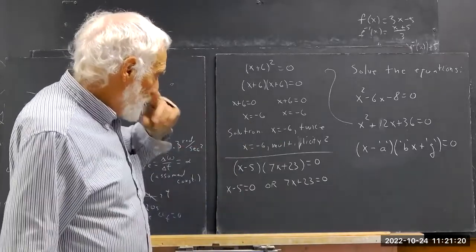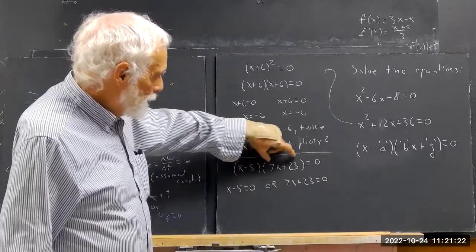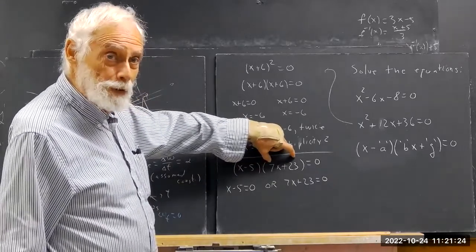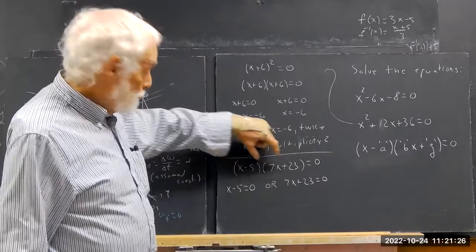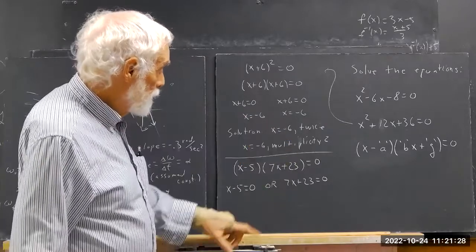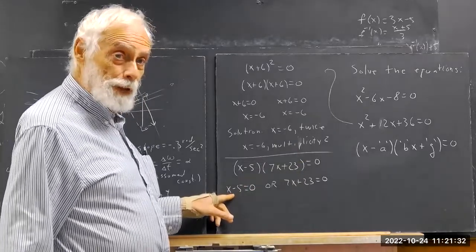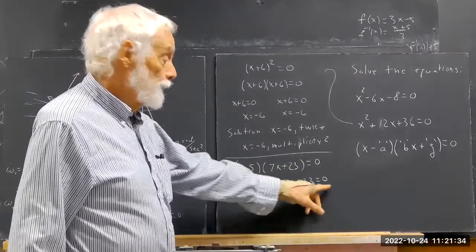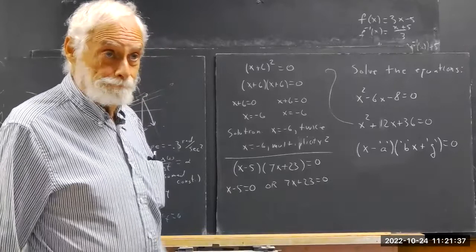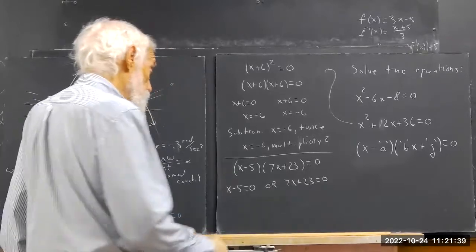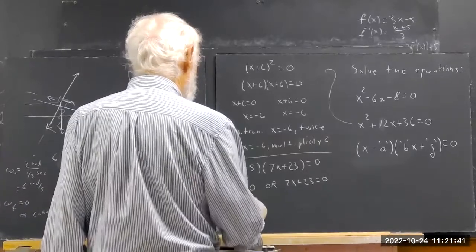Okay. Well, by the same token, if 7x plus 23 is 0, it's going to be 0, right? So whatever is in here, you can break this into two equations. X minus 5 is 0, or 7x plus 23 is 0. You want to understand the logic of that. So this gives you x equals 5.